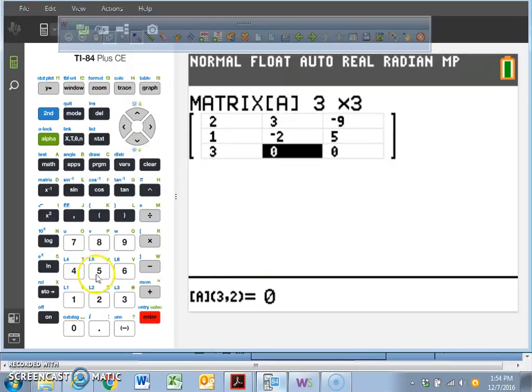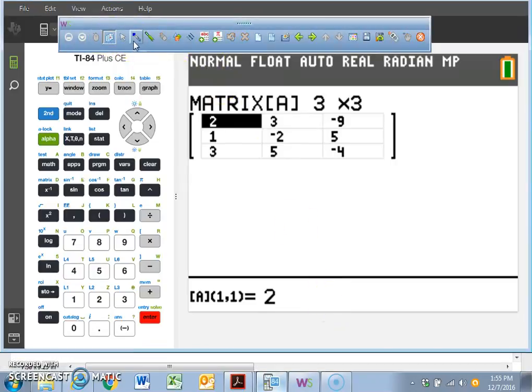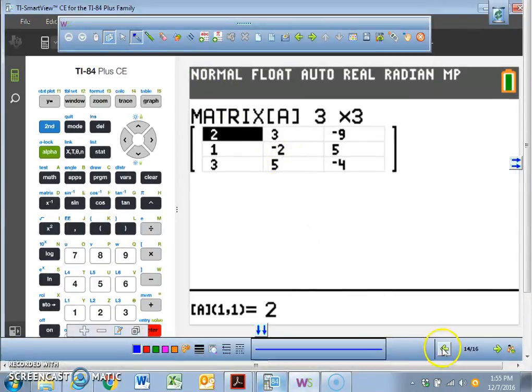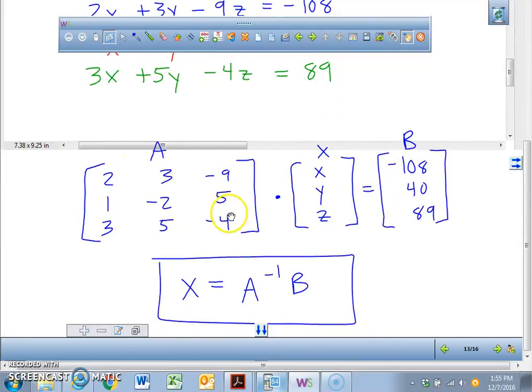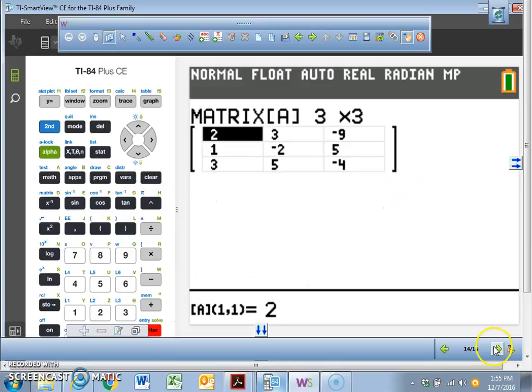All right, what's the last one? 3, 5, negative 4. All right, there we go. We have just built matrix A, and we have built it correctly now. If I wanted to check that, I can just go back to my previous screen and check it. Yep, that's good. Now, what do we got to build next?